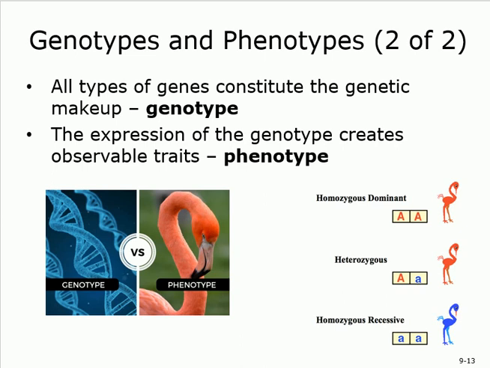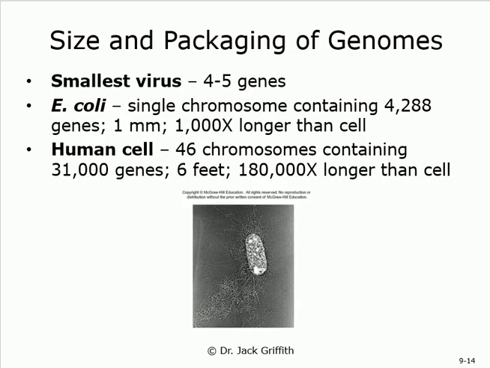So here again, it's genotype versus phenotype. Genotype is the genetic makeup. Phenotype is the translation of that in the form of a trait. Okay? The size of the genome, and what's the genome again? Yes. The sum of all this genetic material.